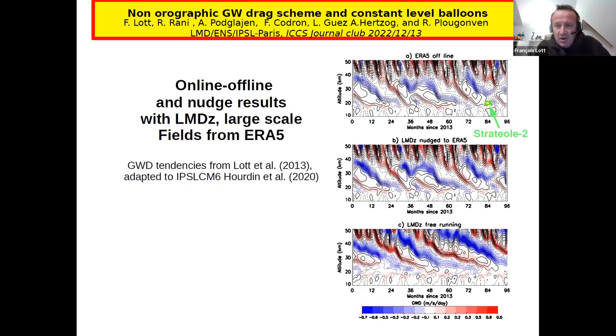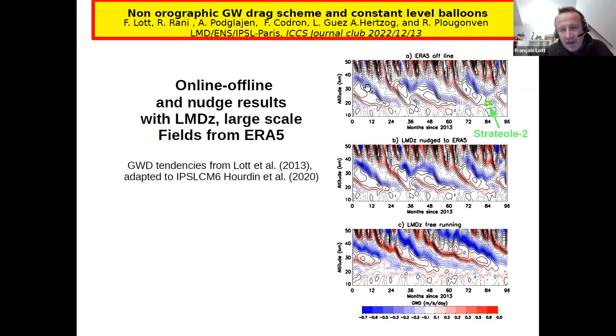But now we have more data. And we have other data in the tropical region, which are the stratial data, which I show here. I'm going to show just in that direction. What I'm doing now is a lot of offline testing of the scheme using ERA5 observed winds, for instance the QBO wind from ERA5, and the gravity wave tendencies that I calculate when I feed the schemes with ERA5 data.